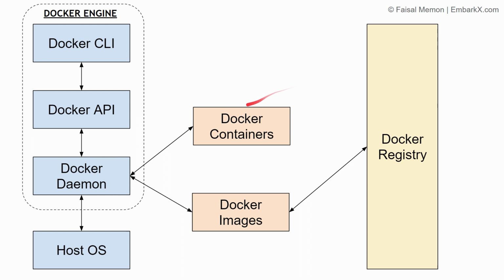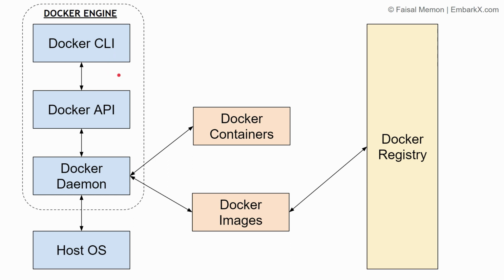Now, what does each component mean and what is their role? Okay, so let us start with the Docker CLI. This is a command line interface. CLI stands for command line interface. It's a client that allows users to interact with Docker.